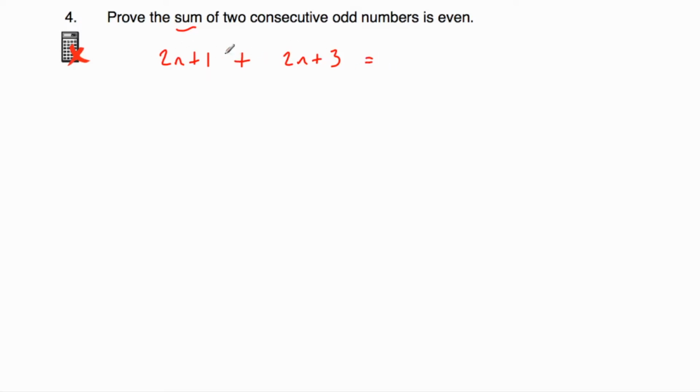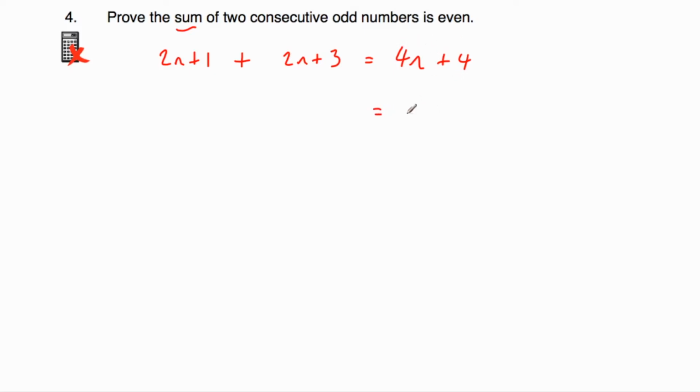So let's see what we get. So we've got 2n plus 2n, that's 4n, and then we've got 1 plus 3, that's 4, so we've got plus 4. So the answer is 4n plus 4. Now we want to show that's even. Well, that is even, because if you think about it, 4 times a number would be even, plus 4 is still even. Now to show it's even, I like to take 2 out as a factor.